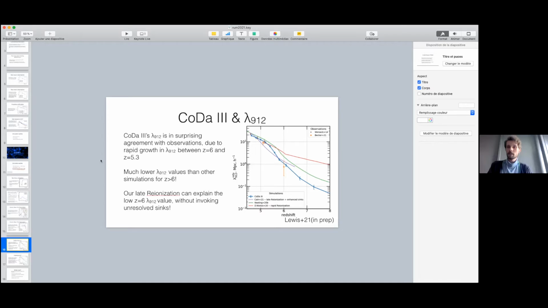So I agree with you that representing this complex distribution of ionized bubbles with one number is always a tricky thing and probably a wrong thing to do.